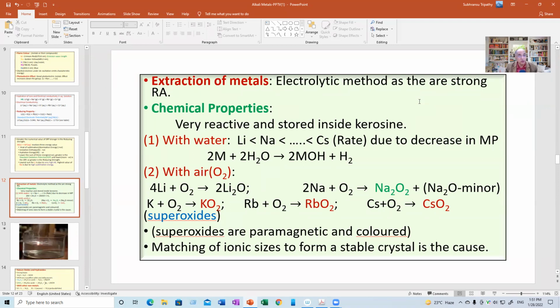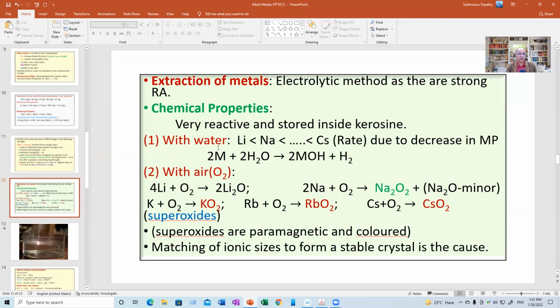We'll be doing the individual chemistry of sodium, potassium later on. Today's program is general trends, which we shall complete. Chemical properties: they are very, very reactive, stored under kerosene. With water, the reactivity rate goes on increasing. Lithium is the least powerful. Cesium is the most dangerously powerful element to react with water.